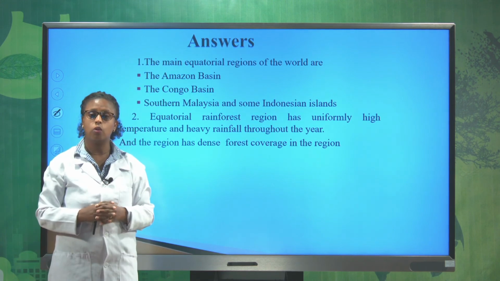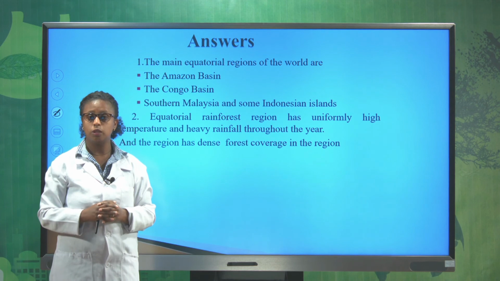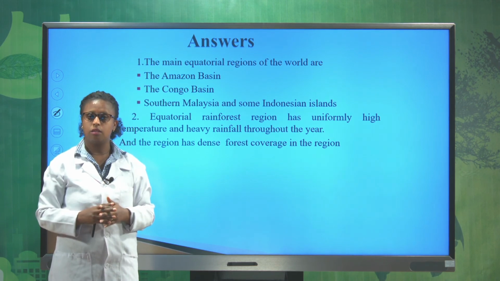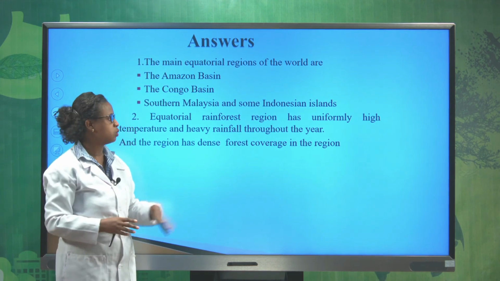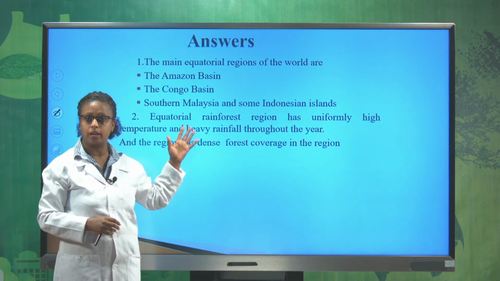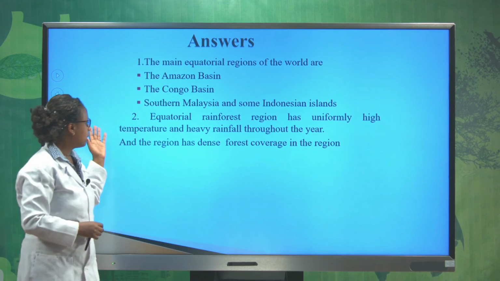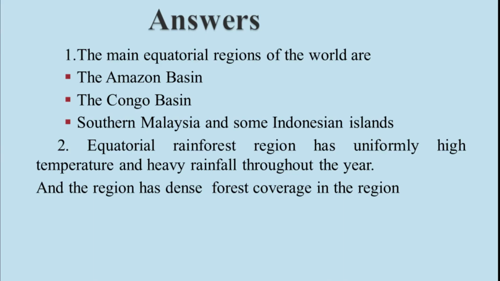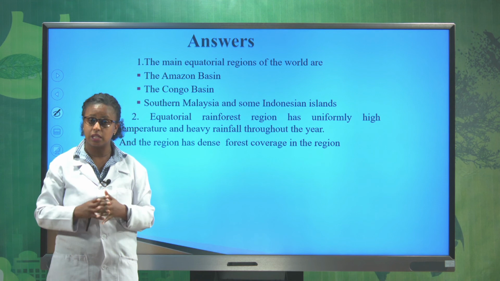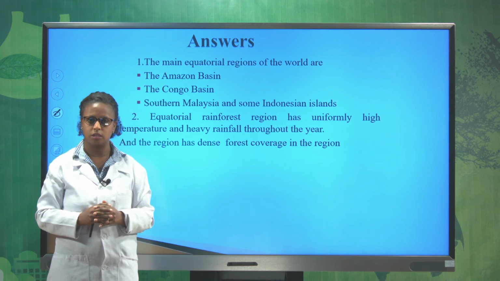The Amazon Basin in South America, the Congo Basin in Central Africa, and Malaysia and some parts of Indonesia in Southeast Asia are the main areas of the equatorial rainforest region. The region is characterized by different features, but the major characteristics are the uniformly high amount of rainfall and temperature, and the dense forests that make the region different from other parts of the world. Students, were all your answers correct?